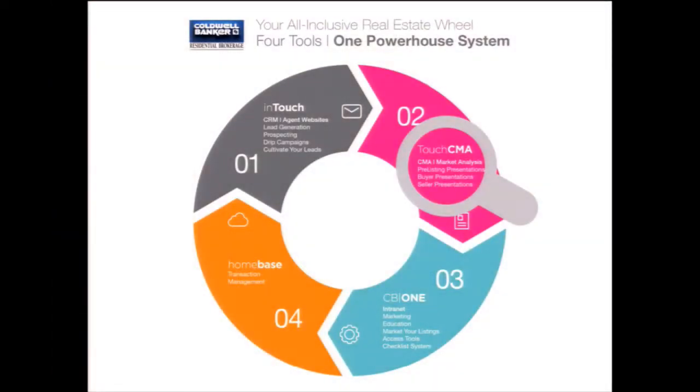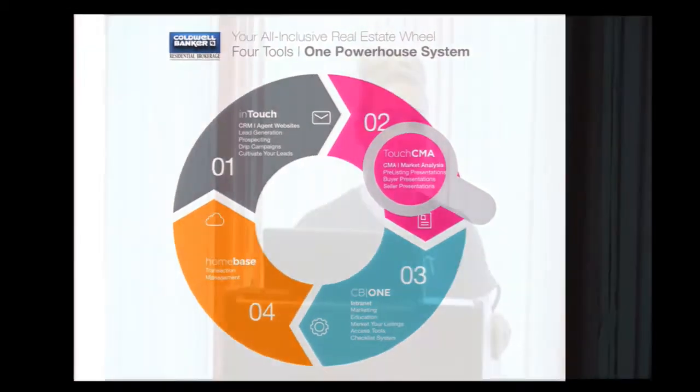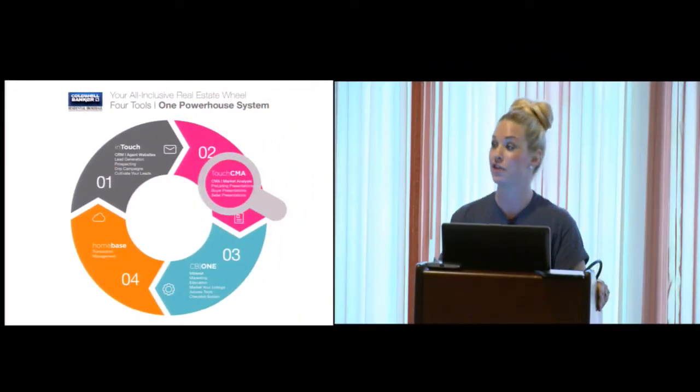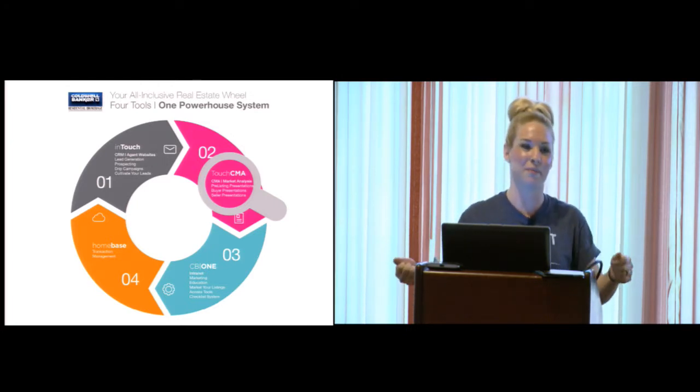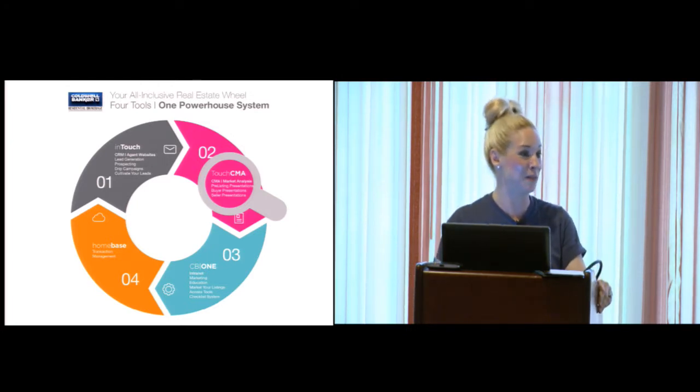It's the second tool in our powerhouse system. So again, you have those wheels that are on your table. We're looking at step 2 here, which is Touch CMA. We looked at InTouch earlier. That was our prospecting system. It's where our website is being hosted, and all of our drip campaigns are there so we can cultivate those leads. Once we've cultivated our leads and they actually want to meet with us, we need to have a CMA to bring them and sit down during our listing appointment to present to them. So that's what we're going to talk about next.